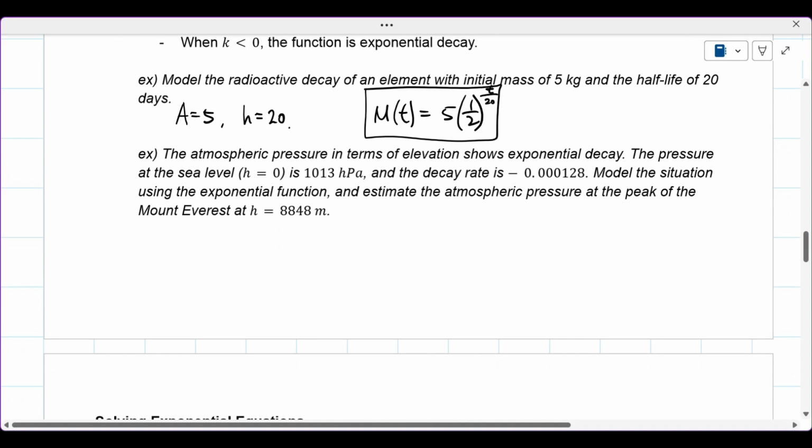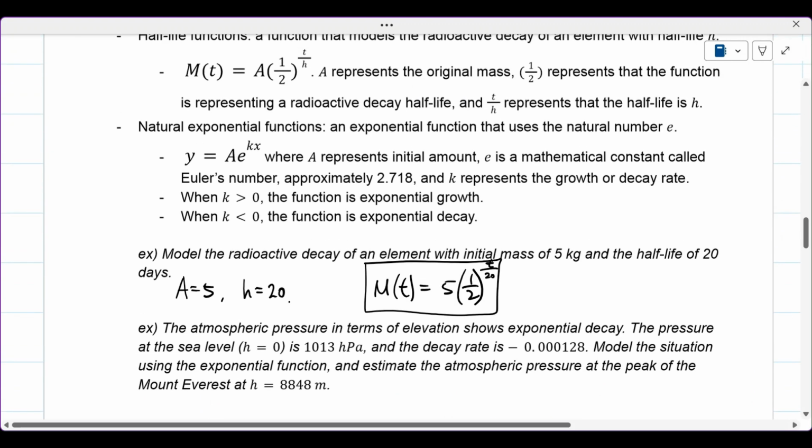Next problem. The atmospheric pressure in terms of elevation shows an exponential decay. The pressure at sea level, h equals 0, is 1013 hPa. And the decay rate is negative 0.000128. Model the situation using the exponential function and estimate the atmospheric pressure at the peak of Mount Everest at h equals 8,848 meters. This seems like the natural exponential function, and we just need to plug in the values as well. We know that A, the initial amount, is 1013, and we know that k, the growth or decay rate, in this case the decay rate, because it's negative, is going to be negative 0.000128.